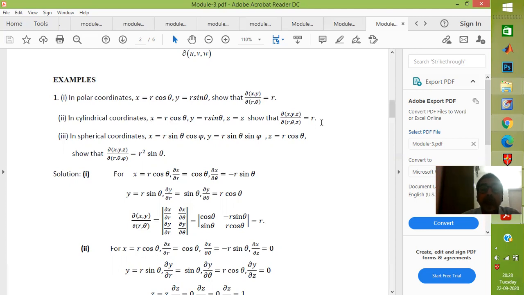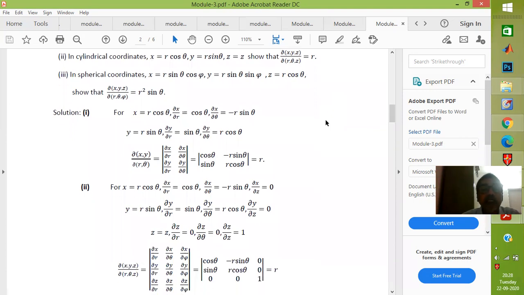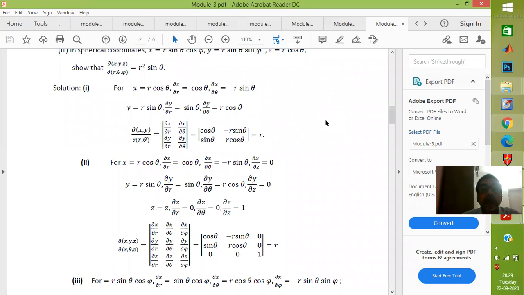So we will show that the Jacobian is also equal to r. Then thirdly, we have the transformation from Cartesian coordinates on a sphere to its spherical polar coordinates. So x is equal to r sin theta cos phi, y is equal to r sin theta sin phi, and z is equal to r cos theta. These are the transformation equations. So let us go through each one of them step by step.